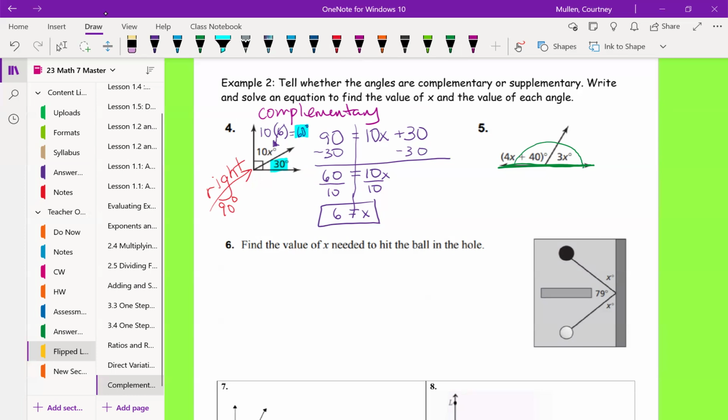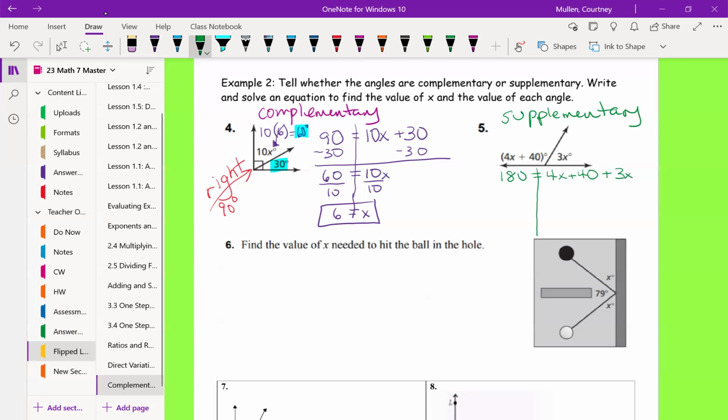So what type of angles do we have here? Did you say supplementary? Good job. Now we know that the sum of supplementary angles is what? 180, exactly. So we just need to add those two angles together. So we have one angle is 4x plus 40, and the other angle is 3x. So their sum should be 180.